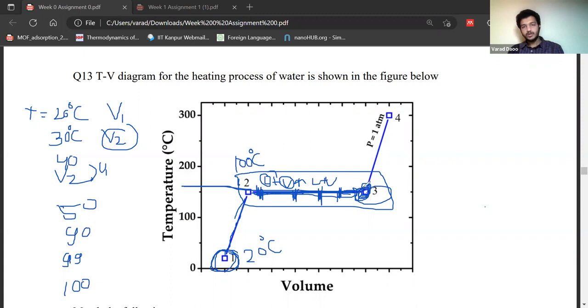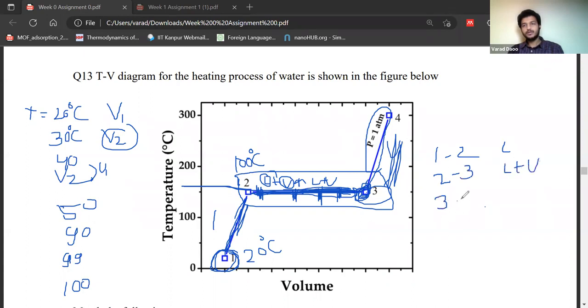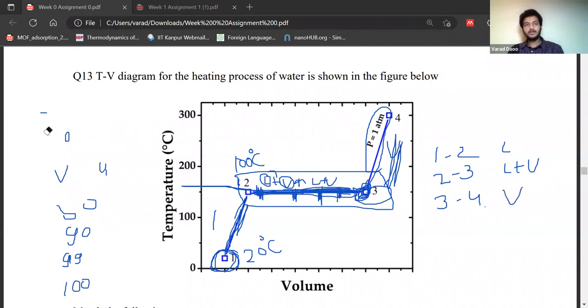And afterwards, only a slight increase in temperature, and volume increases. That means this is the vapor. Okay. So this is pure liquid. This is liquid plus vapor. And this is pure vapor. Okay. So 1 to 2, liquid only. 2 to 3, liquid plus vapor. And 3 to 4, only vapor. Okay. So let us check the options now, whether we have it.